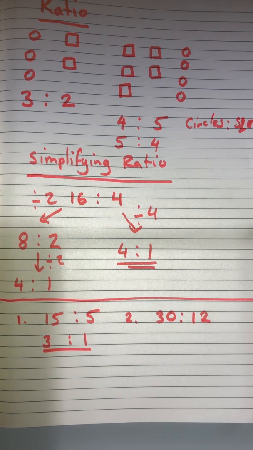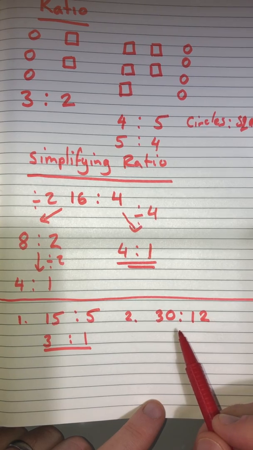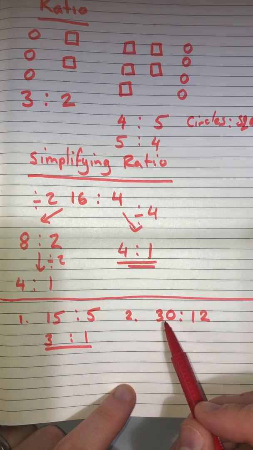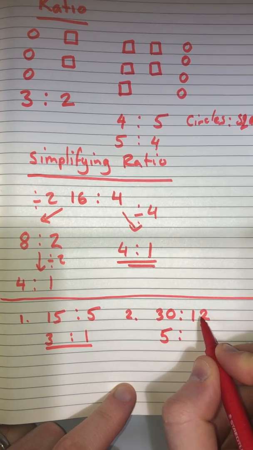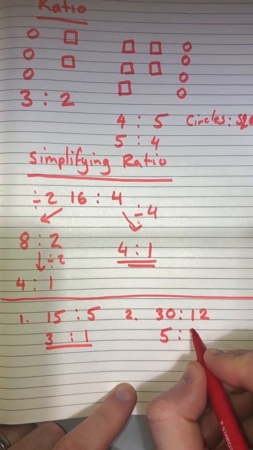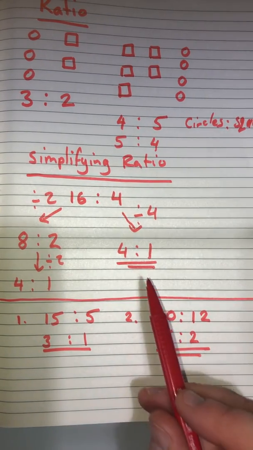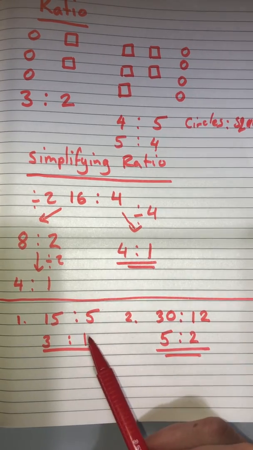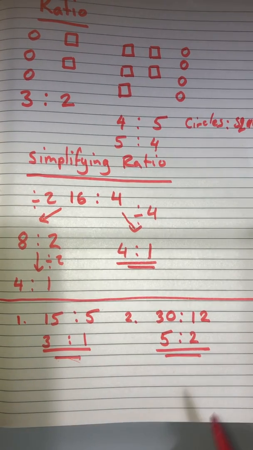To 12. Maybe not quite as straightforward as the previous two. Okay, but we can divide both 30 and 12 by 6. So 30 divided by 6 would be 5, and 12 divided by 6 would be 2. Okay, and that's the first one that doesn't come down to having a number 1 as part of its ratio. Okay, and that's completely fine.